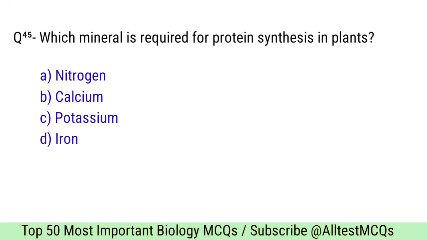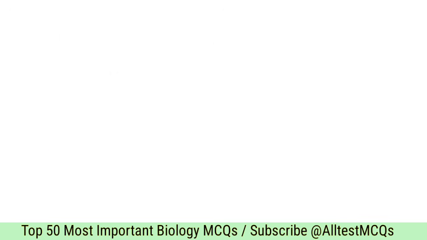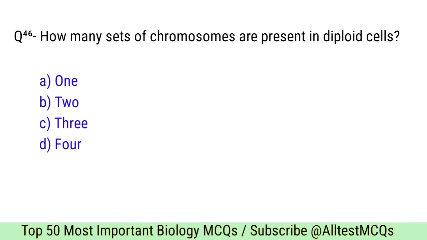Question number 45. Which mineral is required for protein synthesis in plants? Right option is A. Nitrogen. Question number 46. How many sets of chromosomes are present in diploid cells? Correct option is B. 2.